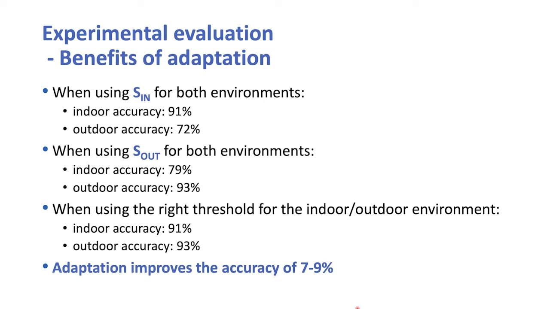Obviously, if we use a different threshold for indoor and outdoor environments, the accuracy is higher, with an indoor value of 91% and an outdoor value of 93%. So overall, we can say that adaptation improves the accuracy of 79%.